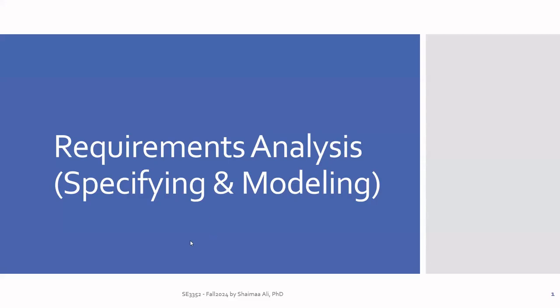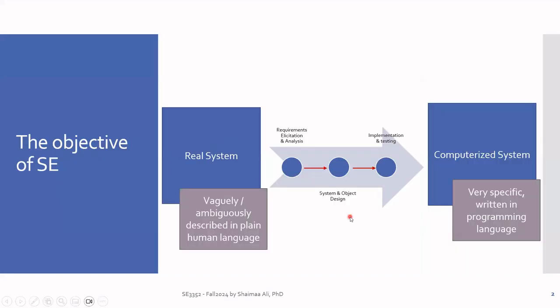This week we are going to talk about requirements analysis, which includes the specifying and modeling of the requirements. Just a reminder of the context. When we are trying to create a software system or a computerized system, we are trying to move from something that is described in a vague, ambiguous language that may include several interpretations into something very specific with no interpretation there. That's exactly one meaning to the actual implementation that we have.